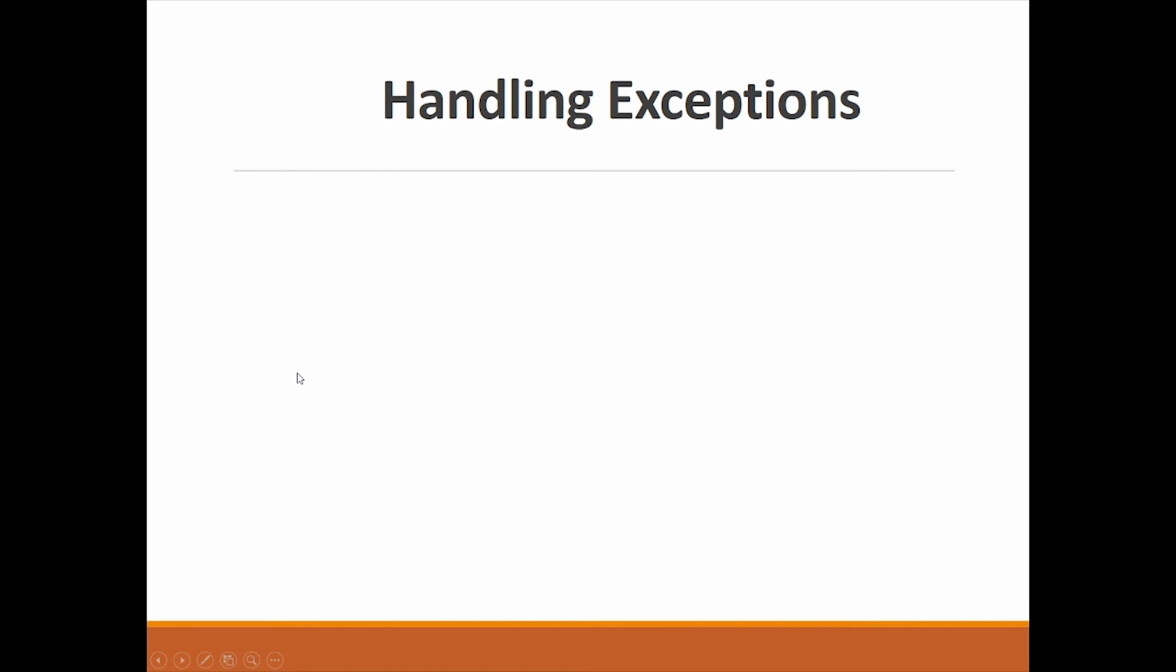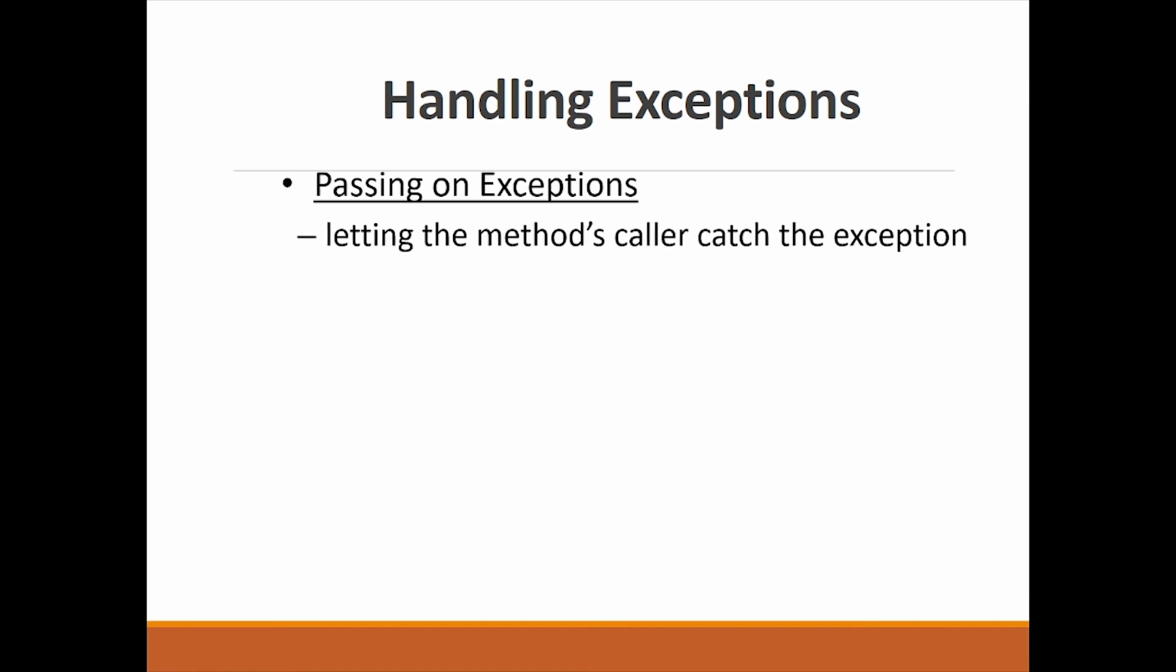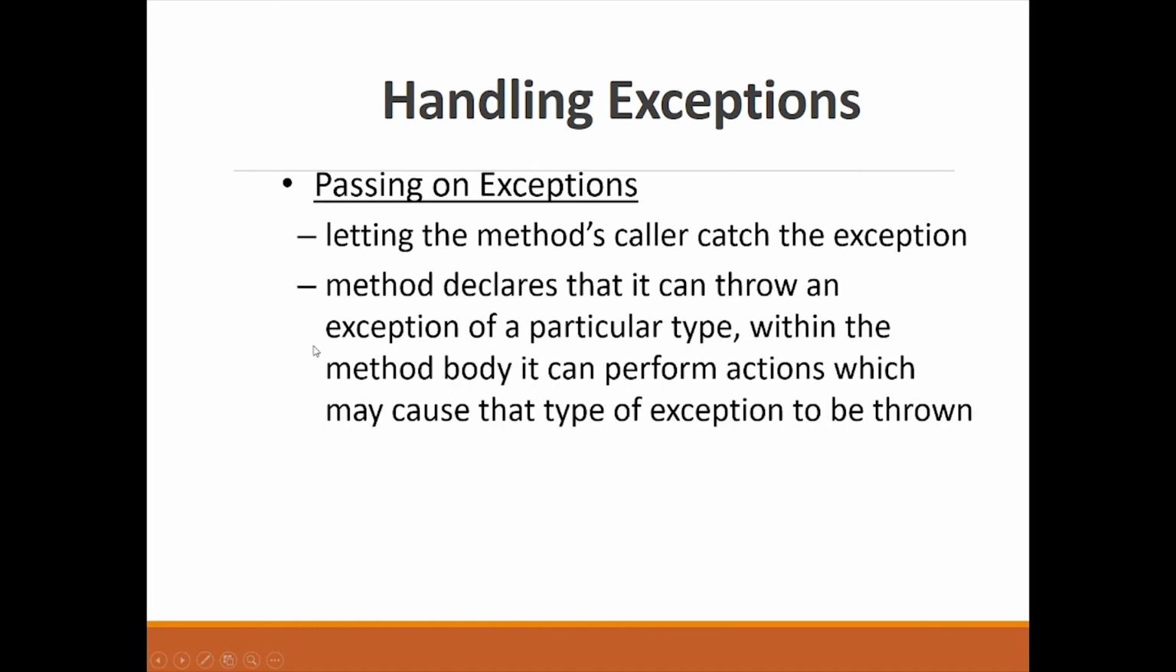Handling exceptions: passing on an exception, so letting the method caller catch an exception. Passing an exception simply allows us to catch it every time there is an exception happening when we're calling a method. A method declares that it can throw an exception of a particular type. Within the method body, it can perform actions which may cause that type of exception to be thrown.